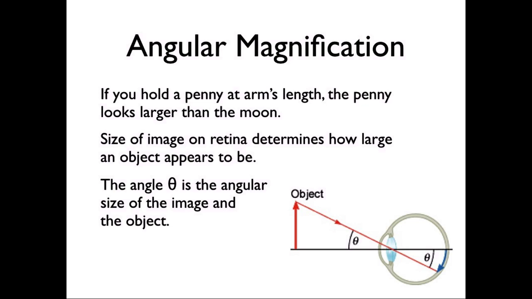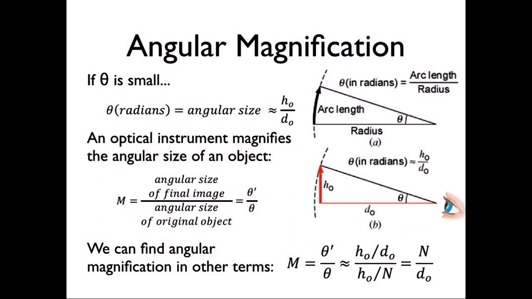So here's a little diagram to illustrate. There's my cutaway of my eyeball. I'm producing an image on the retina back here in the back of my eye. I'm looking at an object over here, and both of those take up some amount of angle of my vision, and those two angles match one another. So if the angle is small, then that angle, which we're measuring here in radians, is the angular size, and that's approximately equal to the height of the object over the distance to the object.